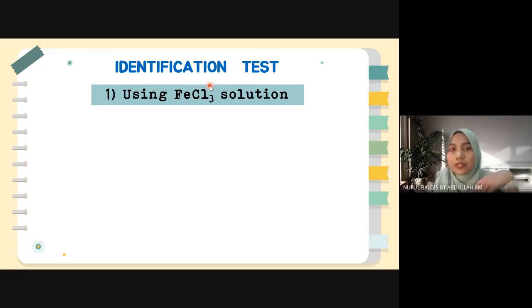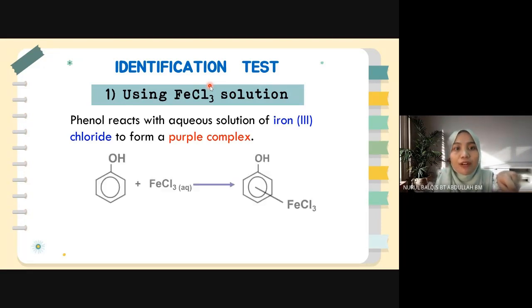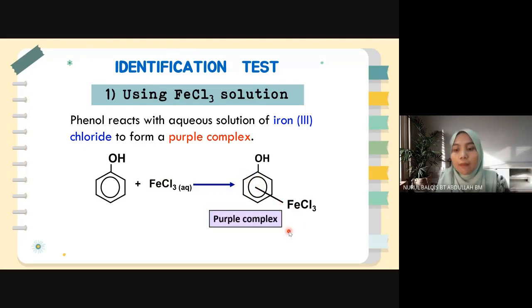Okay, so we have two identification tests for phenol. First, by using FeCl3 solution. Phenol will react with the aqueous solution of iron(III) chloride, so FeCl3 in aqueous state. You initially have phenol to react with it, and then you get phenol again, but now the FeCl3, because it is a transition metal, will be in between the ring. Purple complex. This gives the observation. For any test there must be an observation. Purple complex formed, that is all.